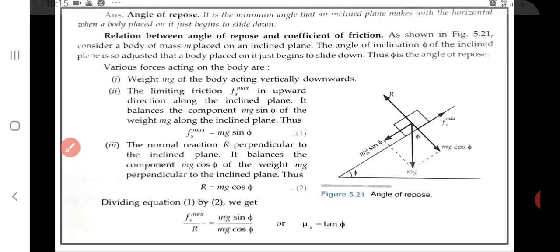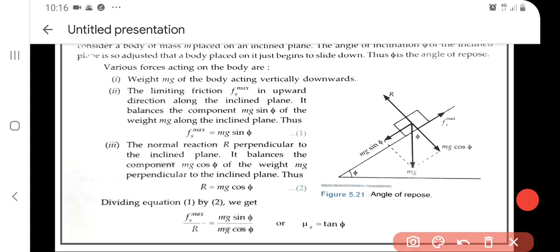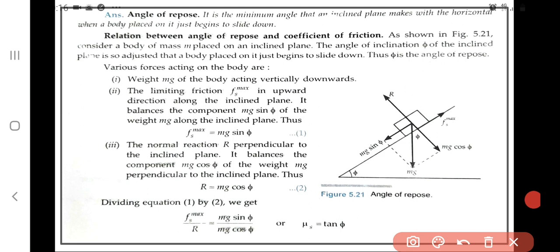So once again we have that inclined plane. In this discussion we have taken phi as the angle of inclination. Now as we discussed, mg, the weight, is acting downwards and the normal reaction is normal to the surface of the inclined plane, and here we have resolved mg into two components, mg sin phi and mg cos phi.